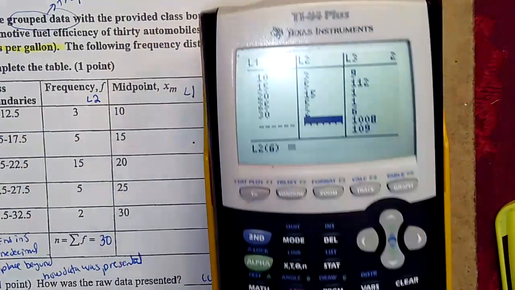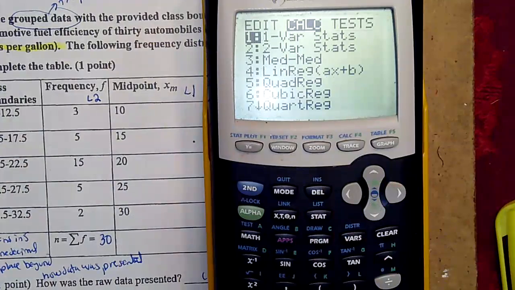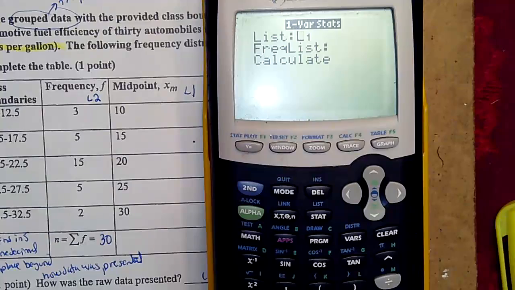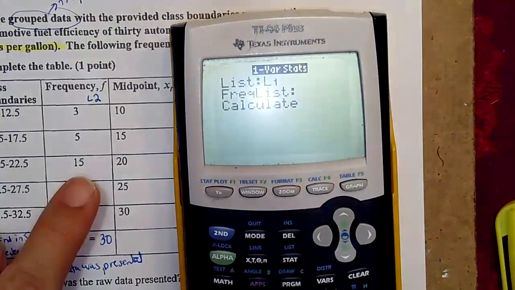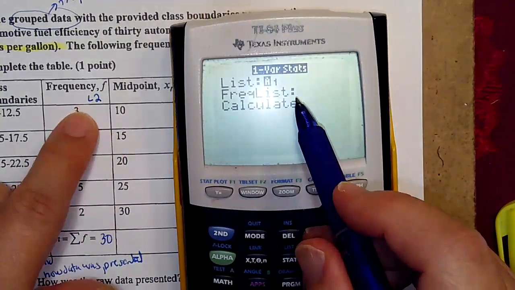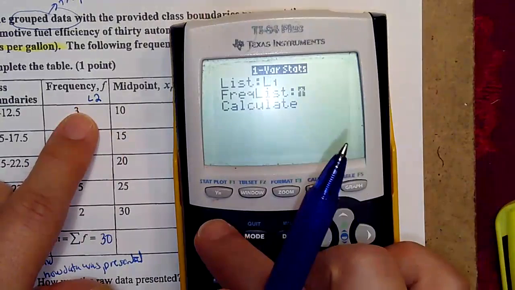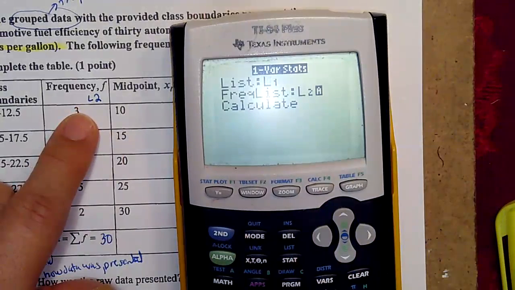Okay, and then do stat, calculate, one variable stats. And then see here how you have to stay sharp and alert. There's your list, L1. Then look at your frequency list. You need that to be L2. So tab down and hit the second button and number 2. There's your L2, and then calculate.